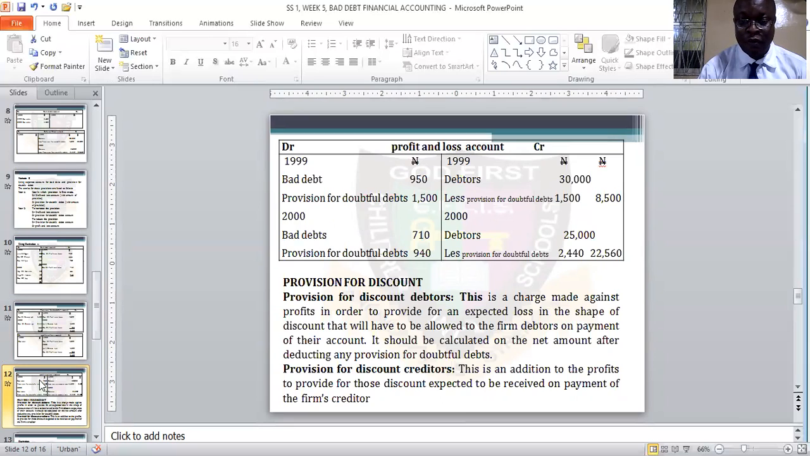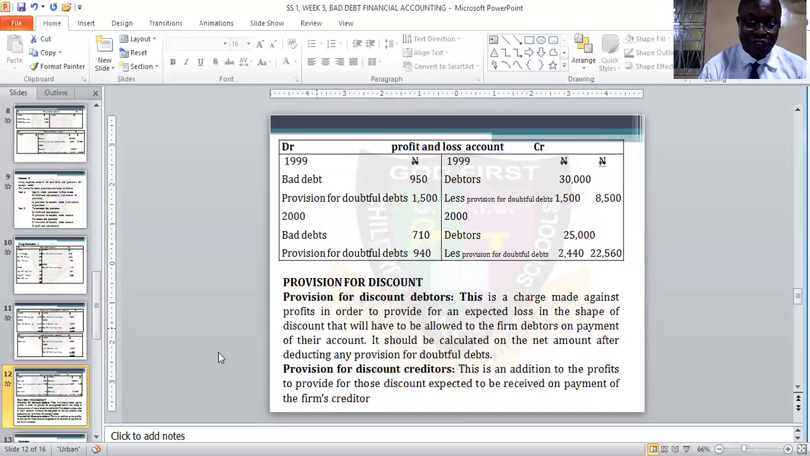Then for the debtors in the year 2000, we have 25,000 naira subtracted by 2,440 naira. So you are going to have 22,560 naira for the balance sheet.